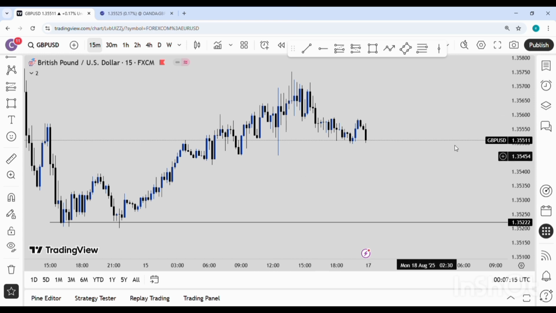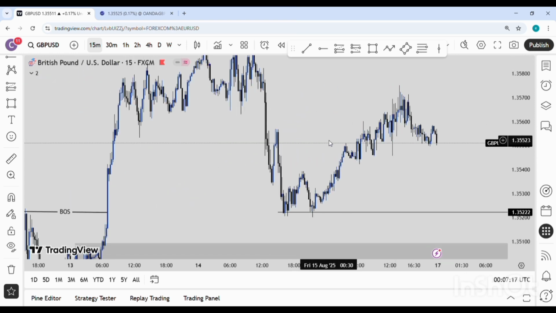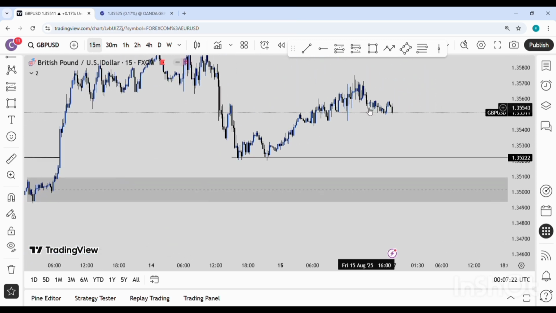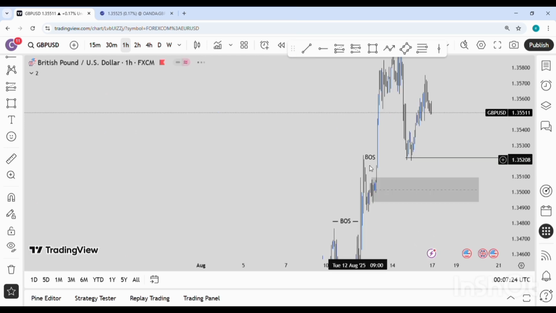Just stay out of the market. Simple. The price is not clean, stay out of the market. So we are not counter trading anything. We are just waiting. Let's go back to our 1 hour, but our entry model will be coming from our 15-minute time frame.